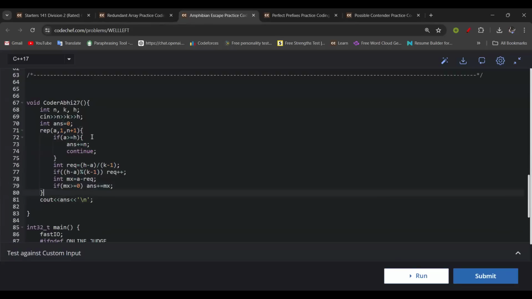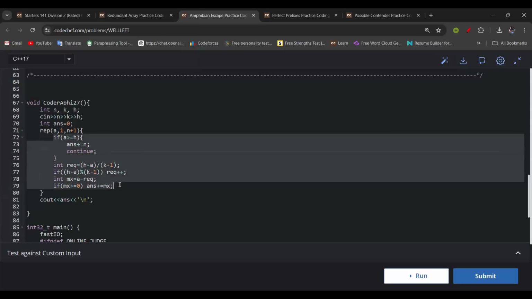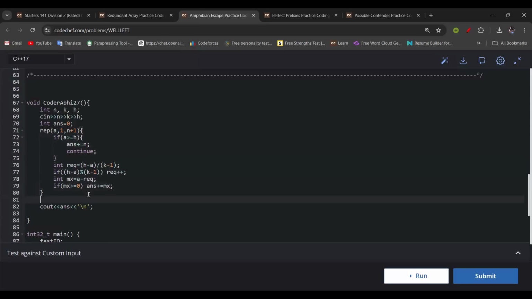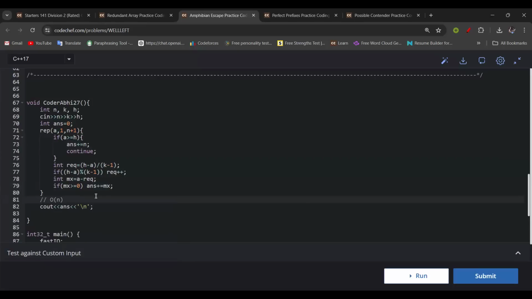What would the complexity of the code be? We are iterating from 1 to n. This calculation is O of 1, this is O of 1, again O of 1. So all these are constant time operations inside a loop of n. So we can say it is O of n. That's our time complexity.